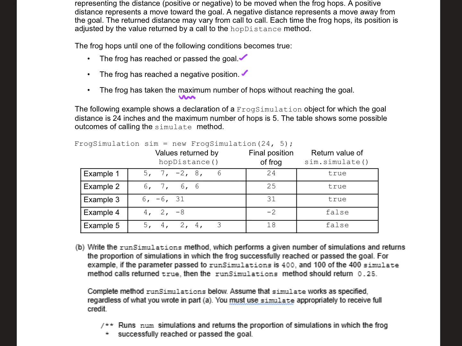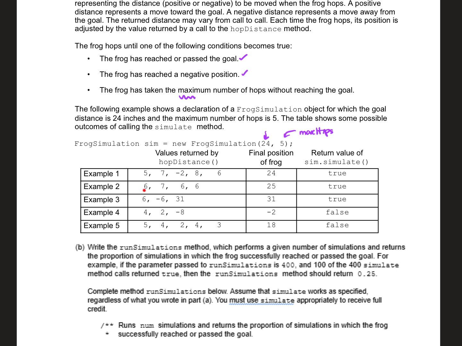So this is our example. This says our goal distance is 24, and this is the number of max hops he's allowed to take. When we called our function, at first 5 came through. So that's our current distance. Then 7 comes through, so now he's at 12. He goes backwards 1, so now at 10. Then 8, and this is his 5th jump and his last one, and he made it.